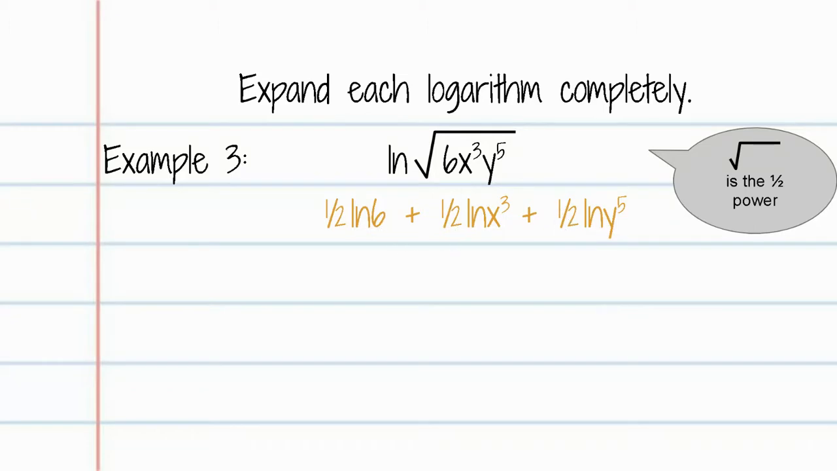Okay? Then the x and the y still have exponents, so we're going to put those out front, but when they come out front, this 3 is going to multiply by 1/2 and become 3/2. And the 5 is going to multiply by the 1/2 and become 5/2.